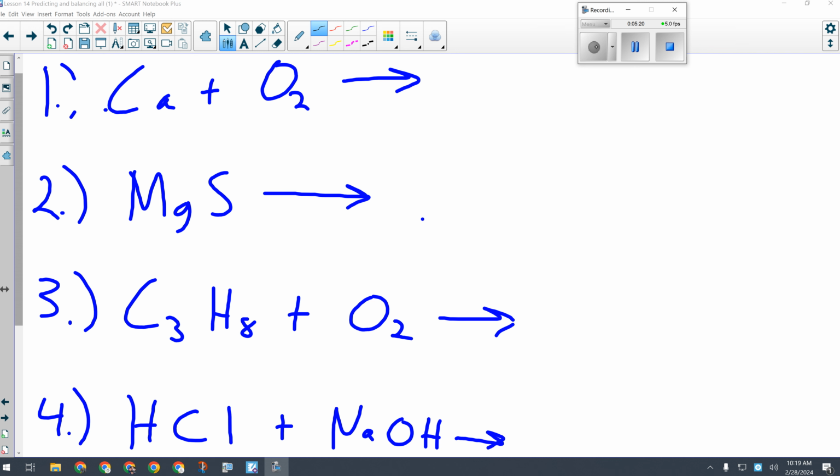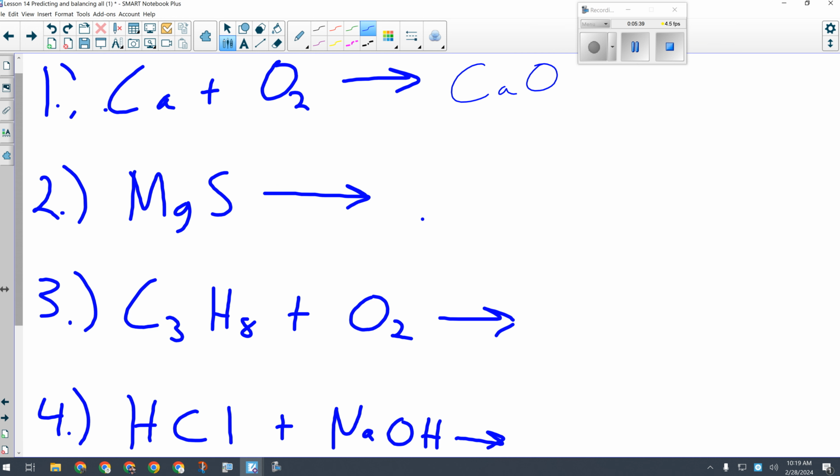All right, so for our first two here, we've got calcium reacting with oxygen. Two elements reacting is what kind of reaction? Synthesis reaction. In a synthesis reaction, the pattern says these two things go together to make a single compound. So Ca with O.